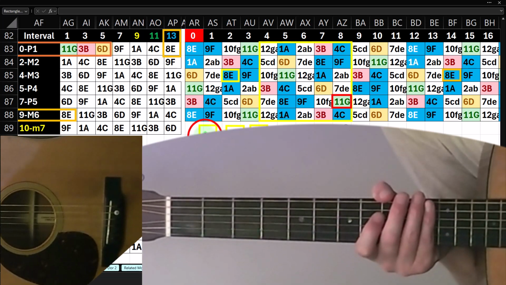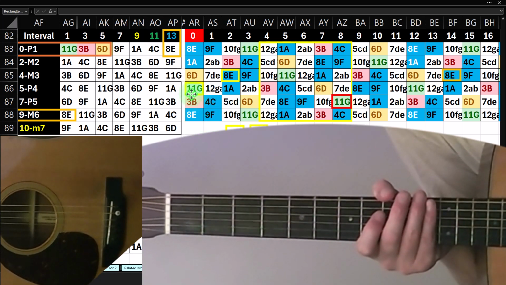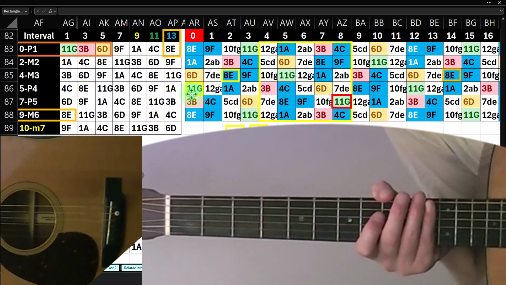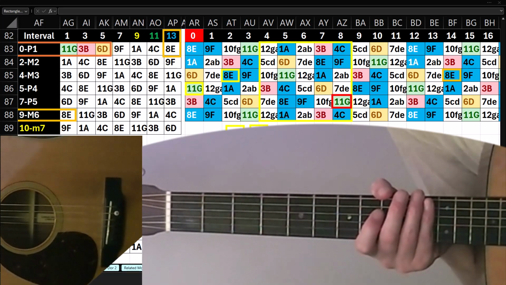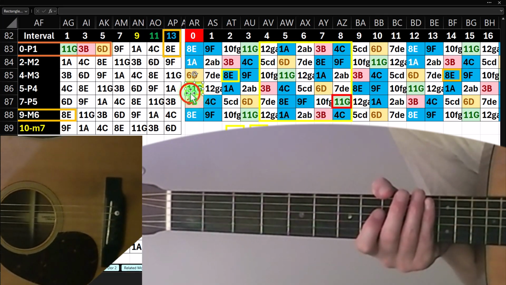I wouldn't cross the fault line if I was above the G string here. So if I'm above the G string, then let's go to this G out here.